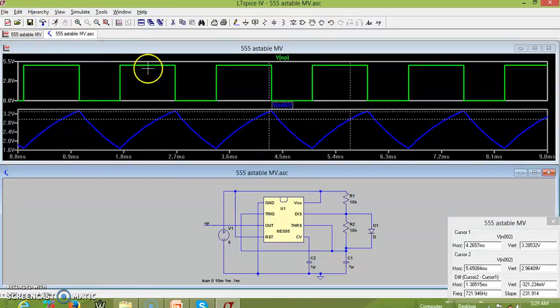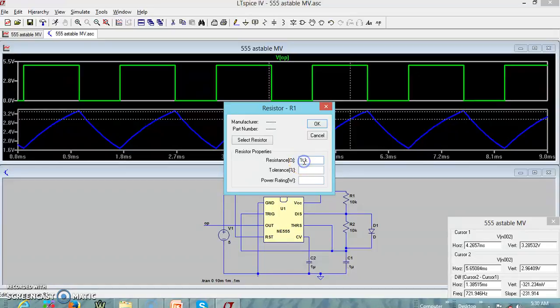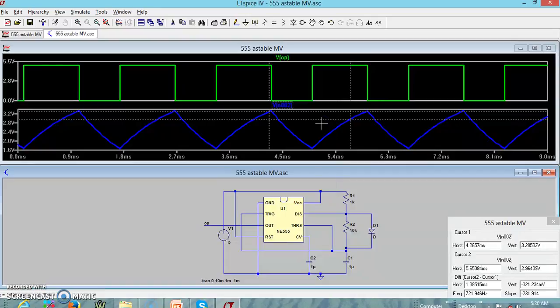Earlier the duty cycle was around 70-80%. Now the duty cycle is almost 50%. On time is almost equal to off time, because on time is now 0.69 RA C and off time is 0.69 RB C. Since RA and RB are the same, we get a duty cycle of almost 50%. Now let me make the resistance RA, that is R1, a bit smaller, maybe 1K. Now the on time is maybe 10% of the off time. Let me run this.